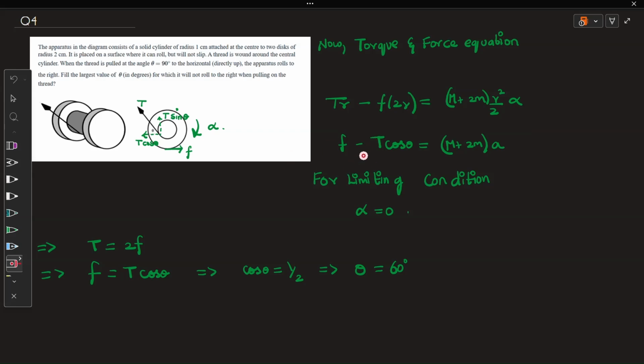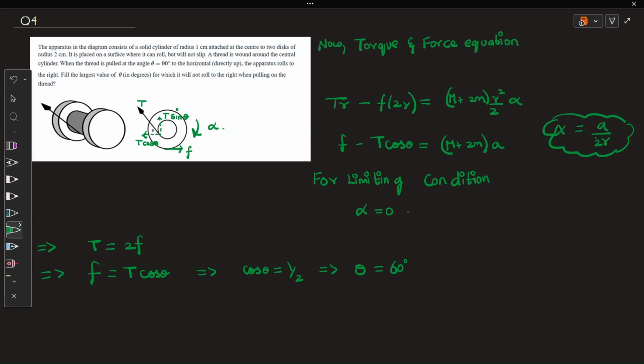And for the force, F minus T cos theta is nothing but M plus 2m into A. They didn't mention it explicitly, but they have mentioned that it can roll but will not slip. So alpha is nothing but A by R, in this case it's 2R. So let me write it aside. These two are the equations.